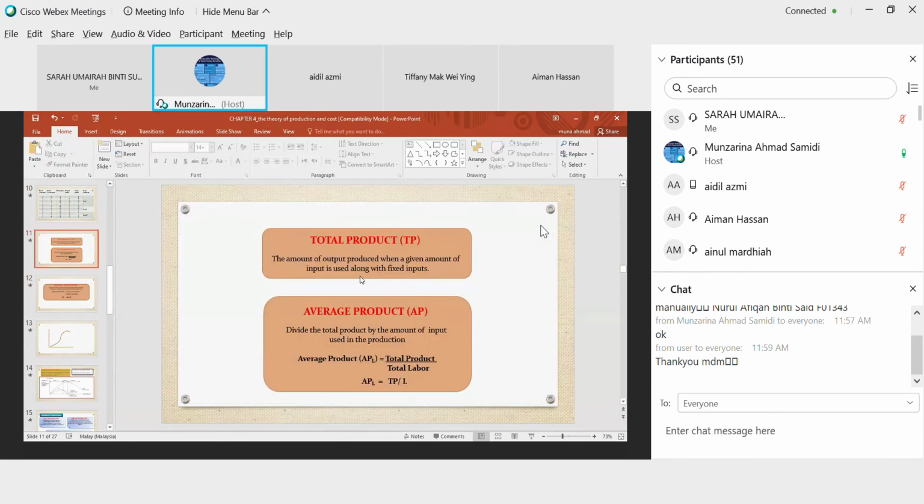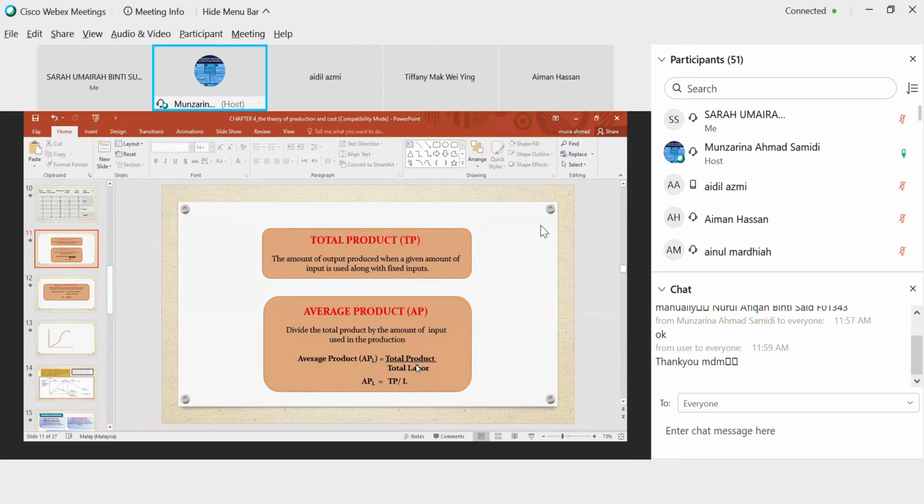Okay, total product is the amount of total output produced with a given input used along with fixed input. I think you understand this. When a certain combination of input is used, you get a total product. Average product is the total product divided by the total unit of variable input.